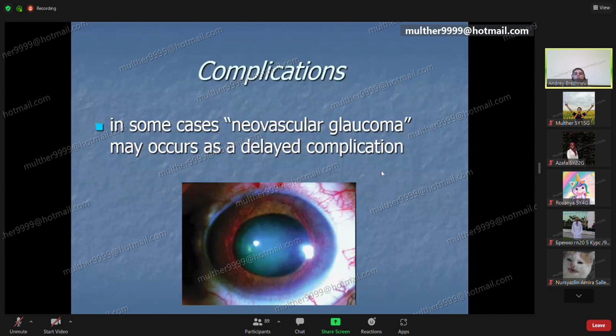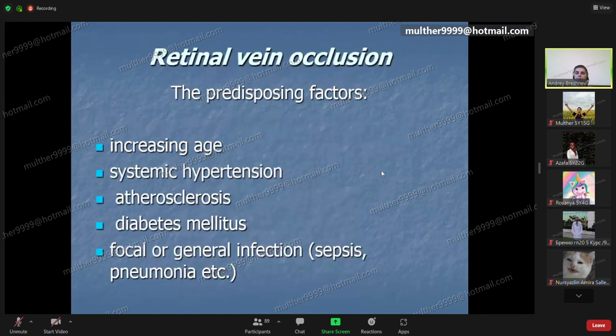Treatment of neovascular glaucoma is rather difficult. It's a sort of refractory glaucoma, and usually surgery with implantation of different devices, tubes, is necessary in this case.